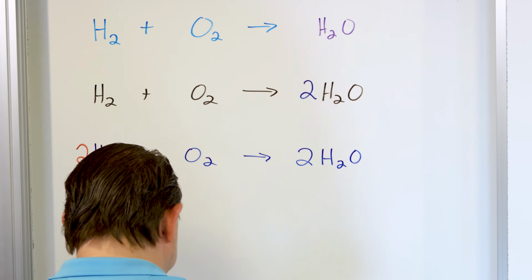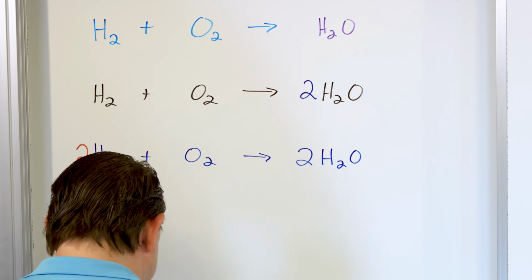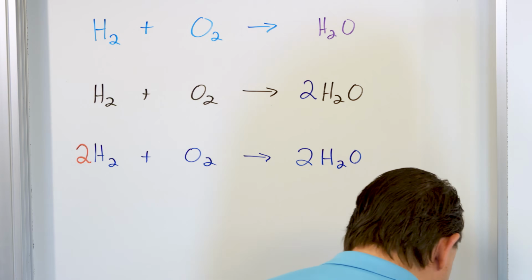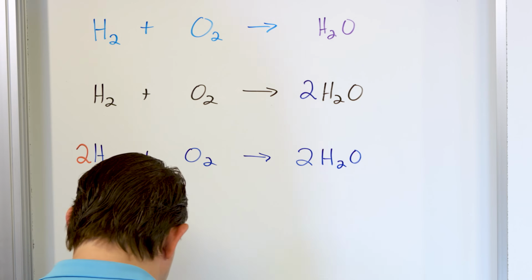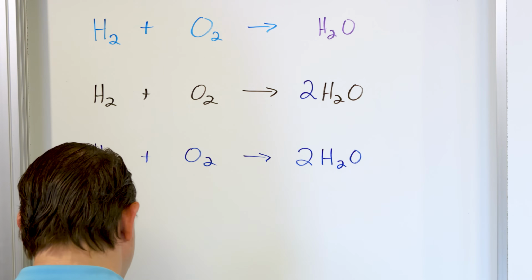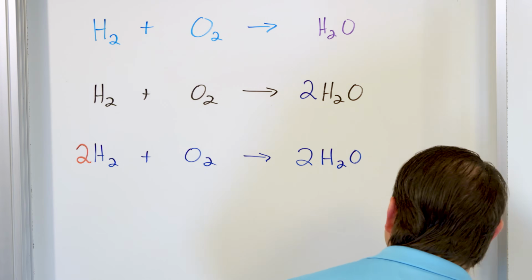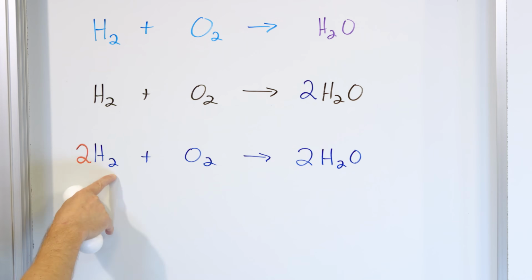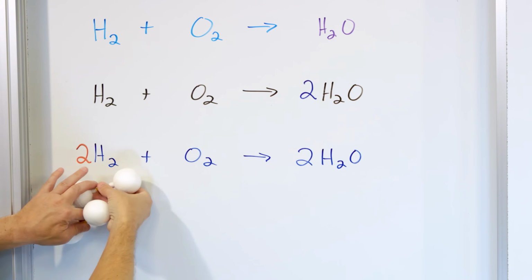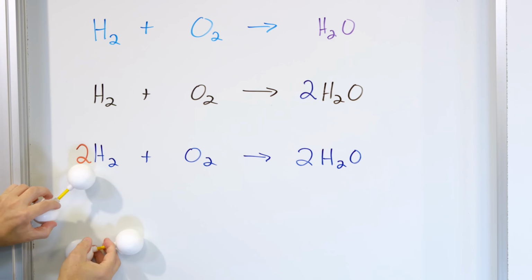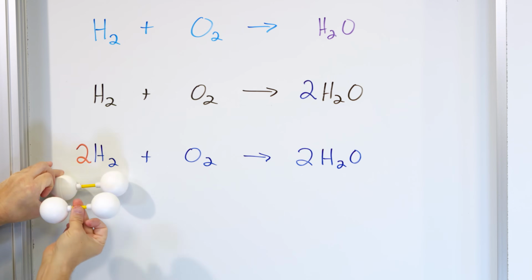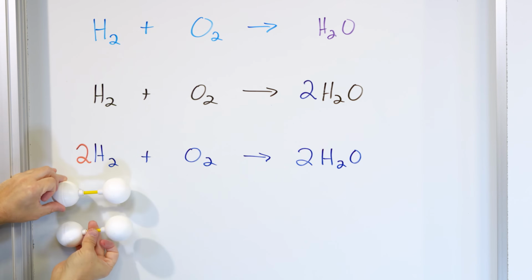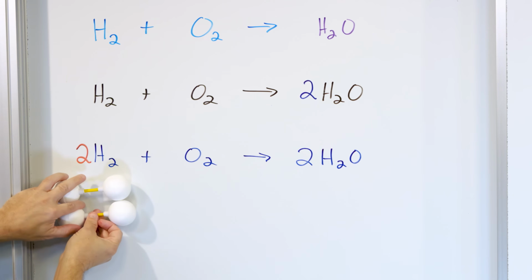So what I'm going to do is disassemble what I have from before, put it back together, and we're going to see visually how this might work. So here on the left, I no longer have a single hydrogen molecule, I have 2 of them. So that's what the 2 represents. The coefficient of the 2 means I now have 2 of these hydrogen molecules. Each molecule has 2 hydrogen atoms bonded together. So this is what I have right here.